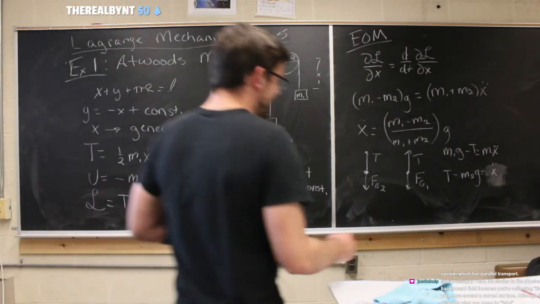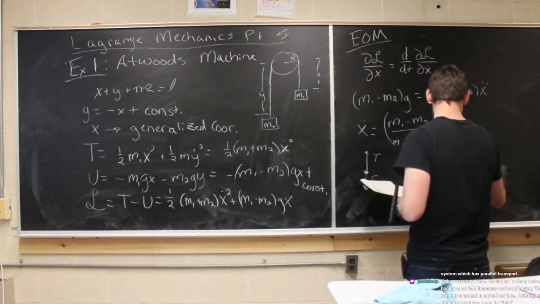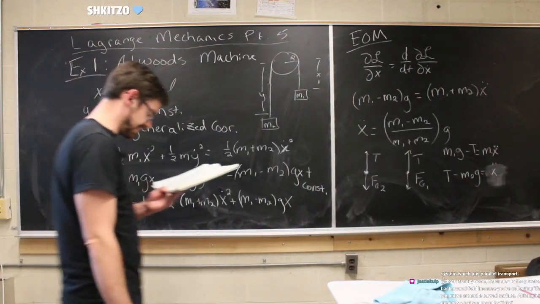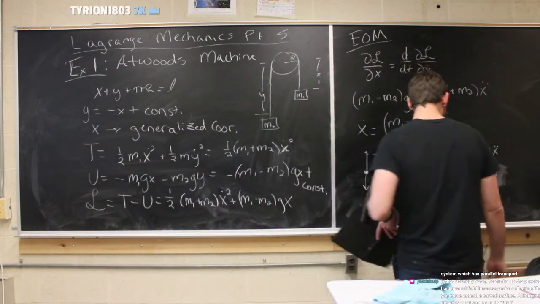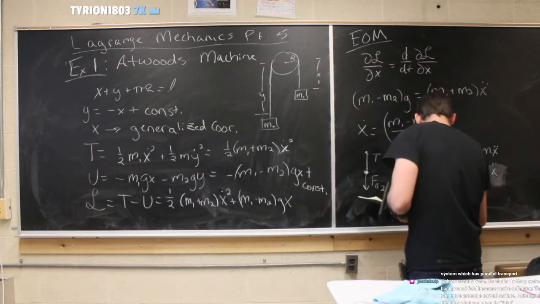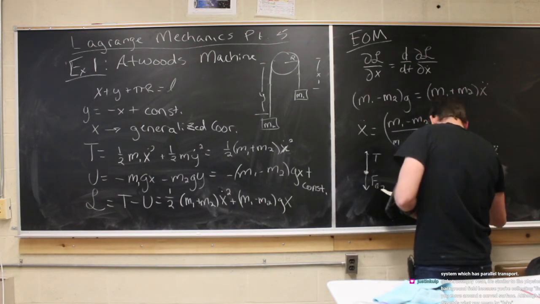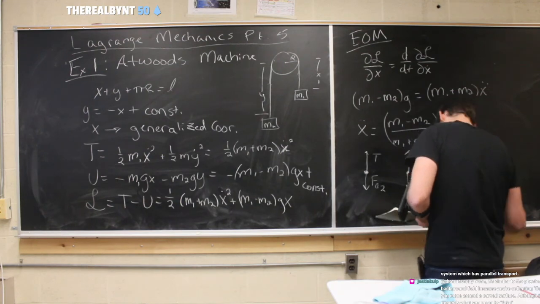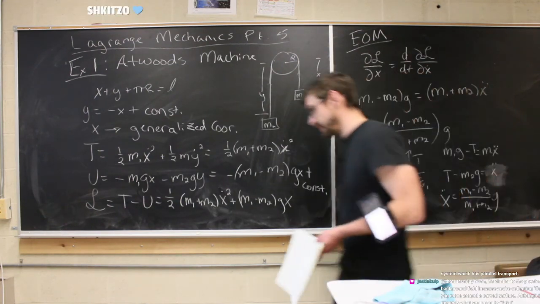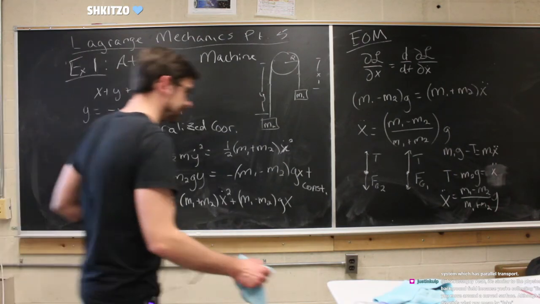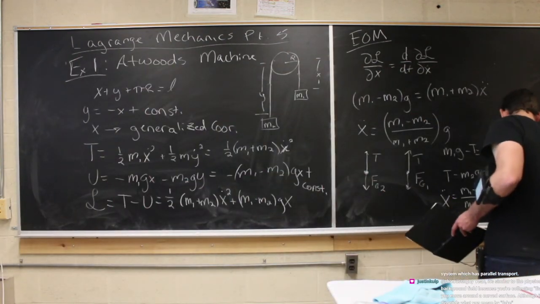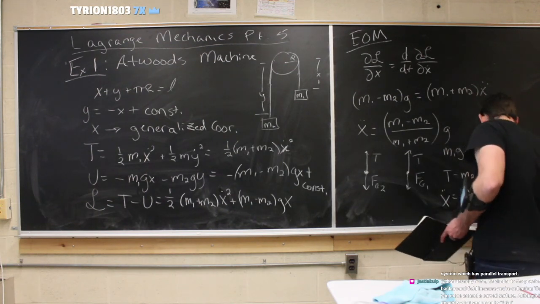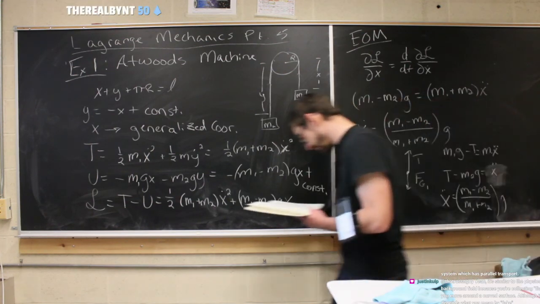And then if we add the two equations, the tension will go away, and we'll get this nice result: x double dot is equal to (m1 minus m2) divided by (m1 plus m2), quantity all multiplied by g. Okay? Quantity multiplied by g. There we go.